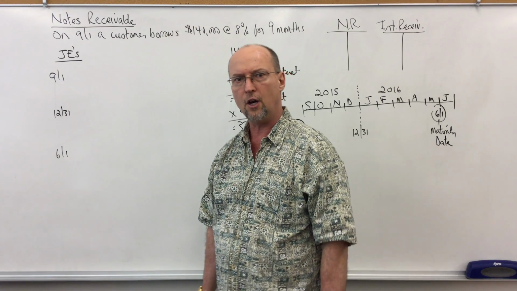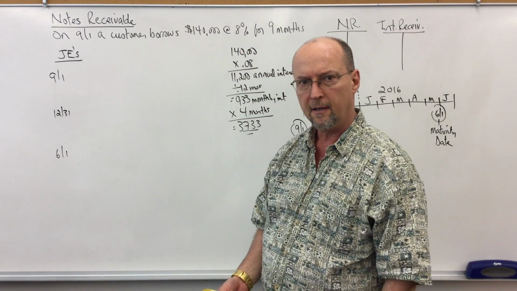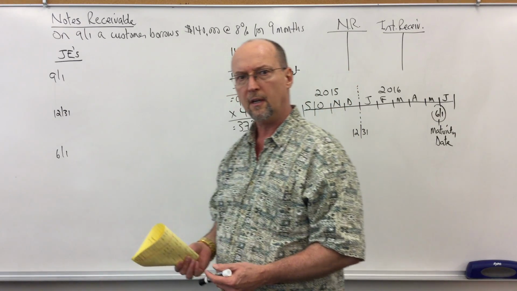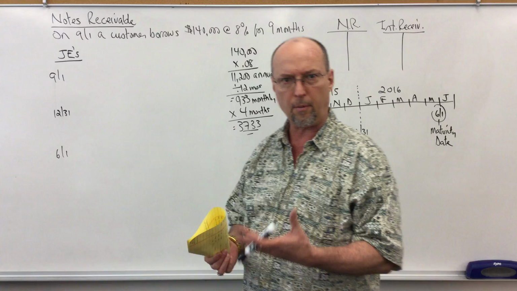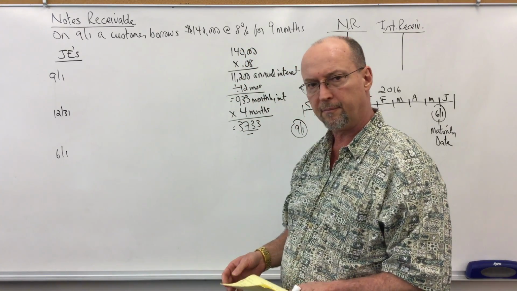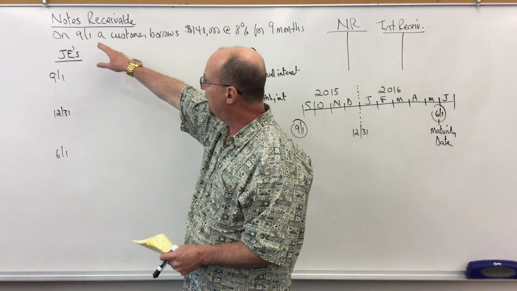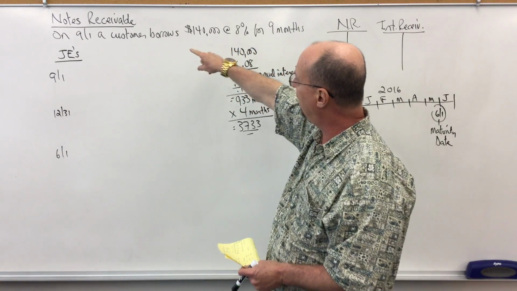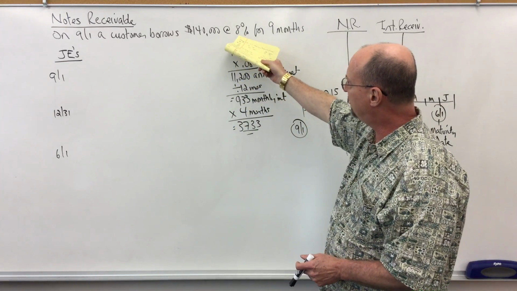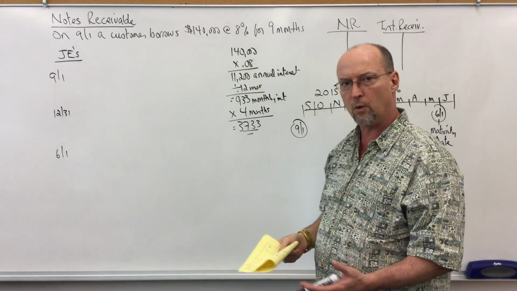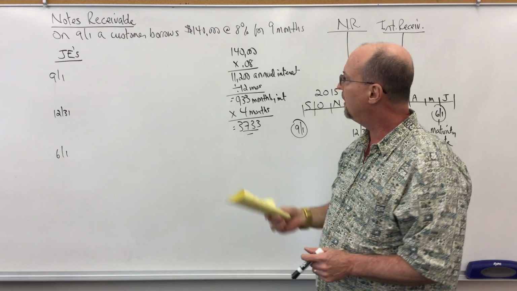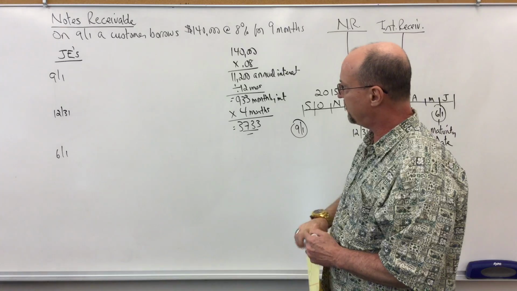Okay, we're going to look at notes receivable. This is when we either sell an item to a customer and they finance it, in other words, they're borrowing, or we're simply loaning them money. Now, in this example, on September 1st, a customer borrows $140,000 at an interest rate of 8%, and interest rates are always annual interest rates, unless it specifically states otherwise, and the loan is for 9 months.